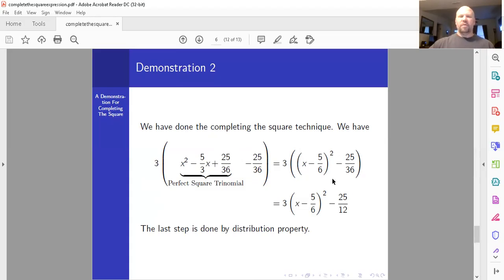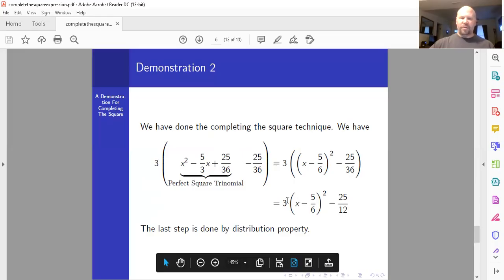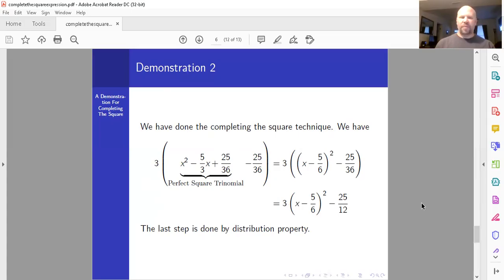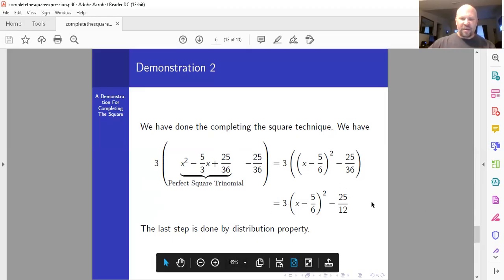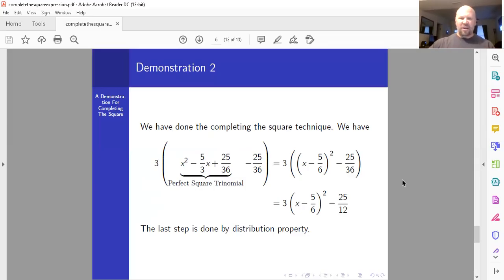The final step, done by the distributive property, goes ahead and distributes the 3 on both of those, and we end up with our final result of 3 times the quantity, x minus 5/6, all of that squared, minus 25 over 12. Okay, and this is one of the reasons why you have to be very, very careful when you are adding and subtracting inside grouping symbols, so that you make sure that it stays inside there until you're ready to distribute things through. So this is an example of how to complete the square, and hopefully this is clear for you.